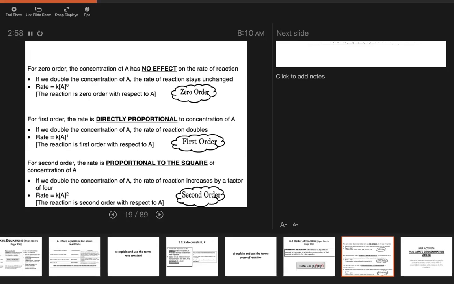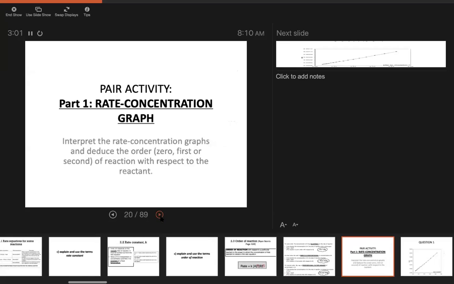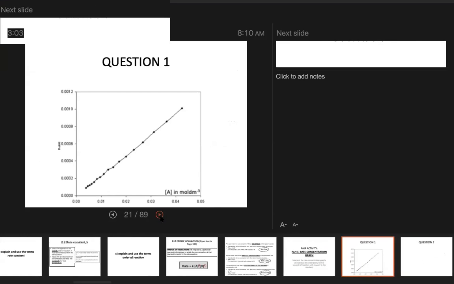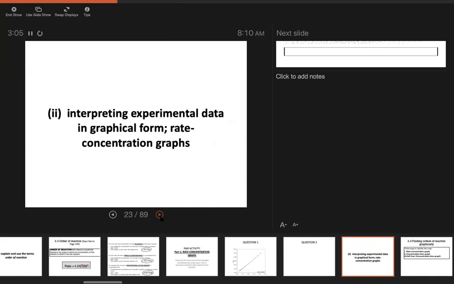Right, next one. So this was an activity if we were to have this lesson physically. Right, how do you identify orders of reaction? This brings us to the next learning objective, which is to interpret experimental data in graphical form.